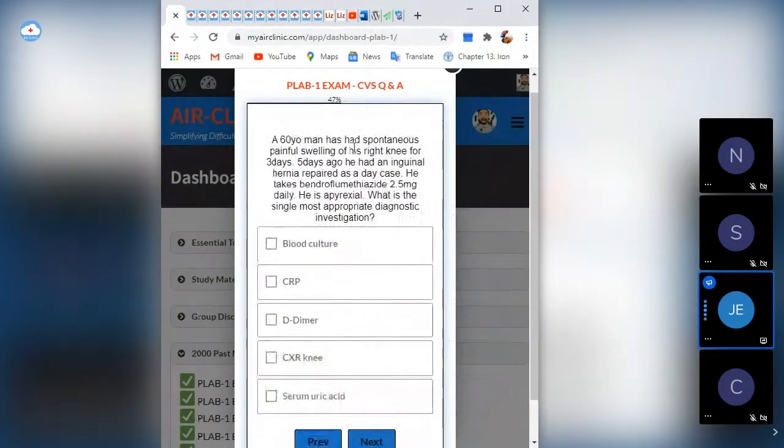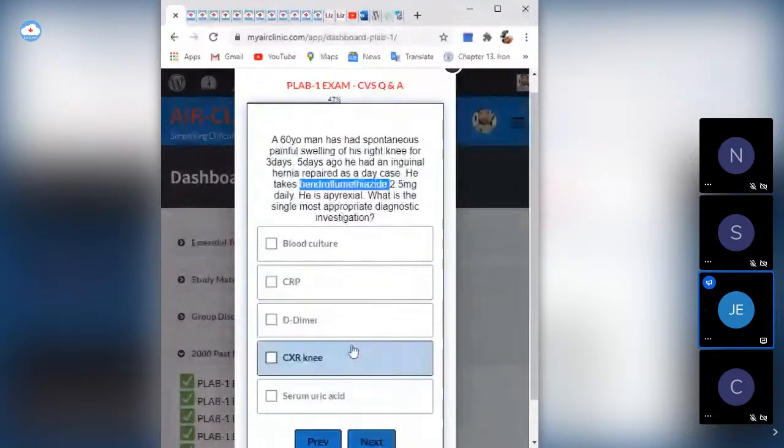So a 60-year-old man had spontaneous painful swelling of his right knee for 3 days. 5 days ago, he had an inguinal hernia repaired as a day case. He takes this 2.5 milligram daily. He is apyrexial, like he doesn't have fever. What is the single most appropriate diagnostic investigation? Blood culture, C-reactive protein, D-dimer, X-ray, serum uric acid.